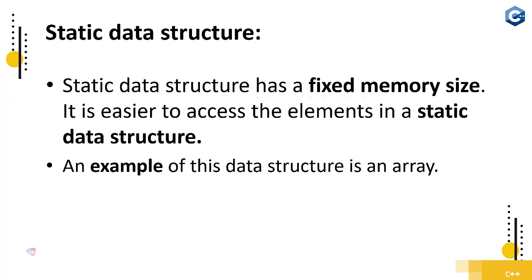And the static data structure has a fixed memory size. It is easy to access the elements in a static data structure. An example of the static data structure is an array. An array will carry forward, and the index positions will start from 0 1 2 3 and so on to n. By accessing an index point, like a memory point, we can get the correct, accurate data point from the structure.